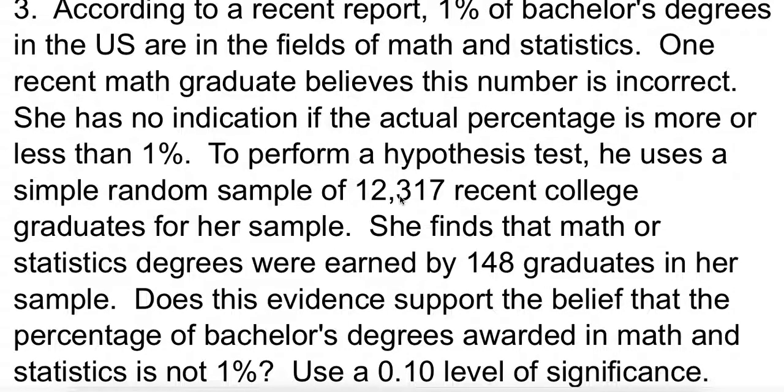All right, let's check out example number 3. According to a recent report, 1% of bachelor's degrees in the U.S. are in the fields of math and stats. One recent math graduate believes that this number is incorrect. She has no indication if the actual percentage is more or less than 1%, though. So she just says, I don't think it's 1%. I don't know if it's more or less.